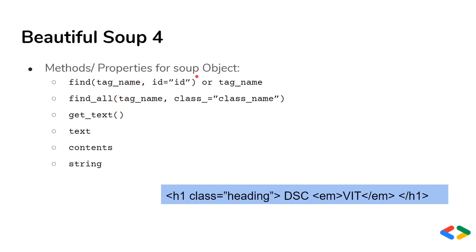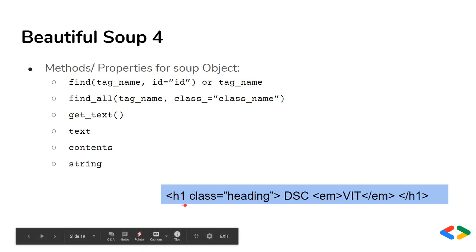Now, there are various methods and properties associated with the soup object that you can use. What Beautiful Soup will do is parse the HTML document, make it into a structured format, and return a soup object to you. Using this soup object and some functions, you can easily get the tags, the HTML elements that you are looking for. So the first method is find.